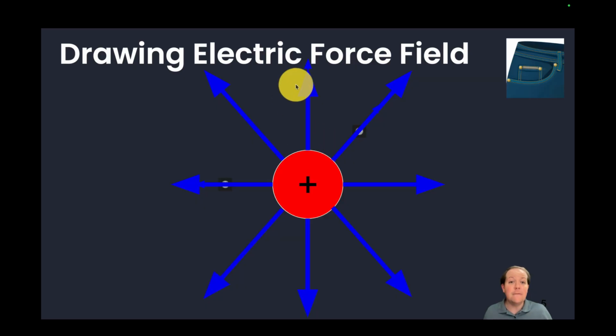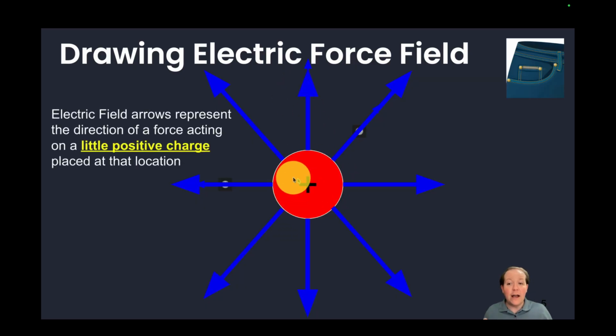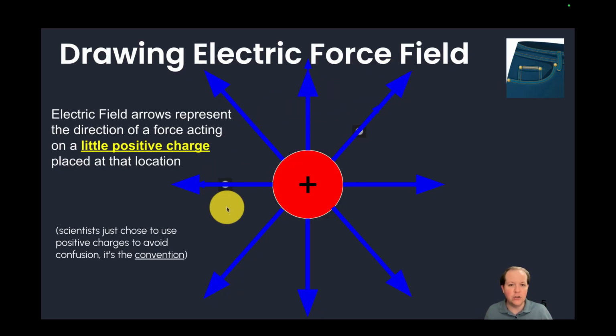This is the force field for a positive sphere. What's the rationale? The electric field arrows, these arrows in blue, they represent the direction of a force acting on a little positive charge placed anywhere on this line. So my mantra: I'm pretending to reach into my pocket, pull out a little positive, and I pretend to drop that positive charge down, and I draw the resulting arrow.